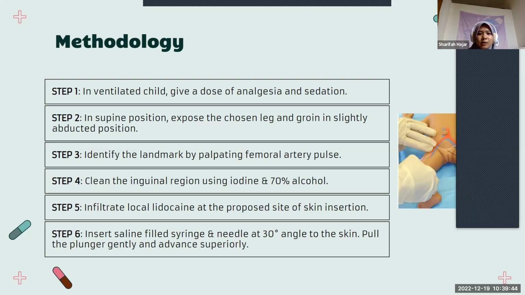Okay, and then clean the inguinal region using iodine and 70% alcohol, and then infiltrate local lidocaine at the proper site of skin incision, and then insert the saline syringe, pull the plunger gently and advance superiorly. Okay, next.